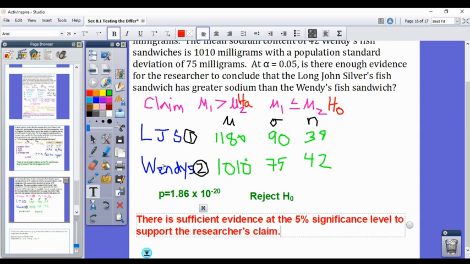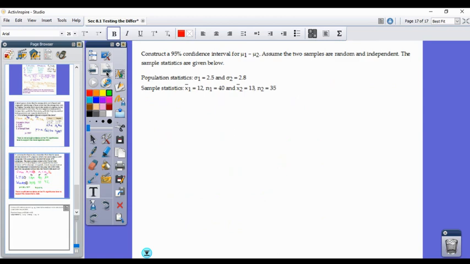All right, so the last thing that we're going to talk about today is confidence intervals. And so this example wants us to construct a 95% confidence interval for mu1 minus mu2 and assume the samples are random and independent and the sample statistics are given below. So we can actually perform this in our calculator. So the calculator steps are as follows.